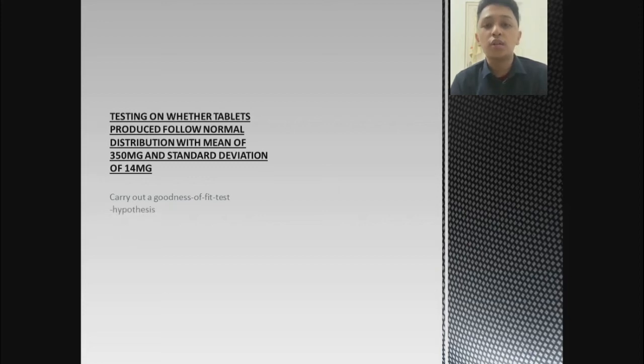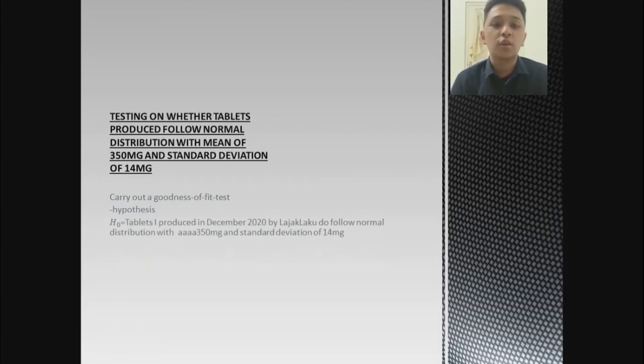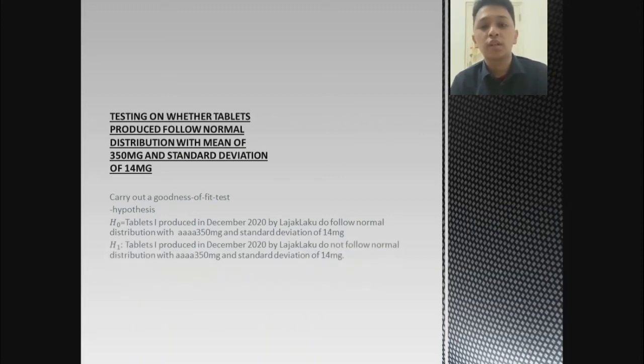When we carry out a goodness of fit test, we need to have two hypotheses. H0: the tablets produced in December 2020 by Lajak do follow normal distribution with 350 mg and standard deviation of 40 mg. And the second one is H1: the tablets produced in December 2020 by Lajak do not follow normal distribution with 350 mg and standard deviation of 14 mg.